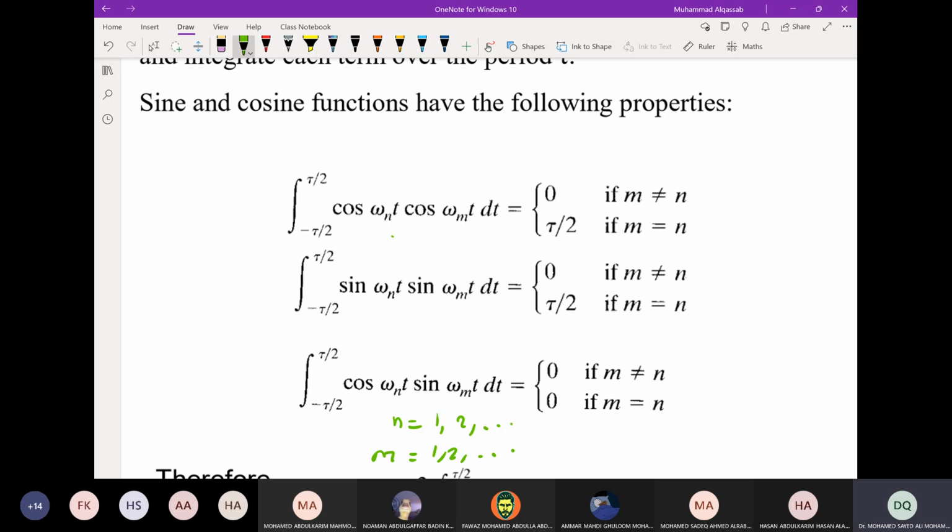So when n equals m, the integration of this reduces to tau over 2. And the same thing for sine omega n t multiplied by sine omega m t: it is 0 when m is not equal to n, and tau over 2 if m equals n. Those are the properties of sine and cosine. You can use them to find the coefficients of the series.